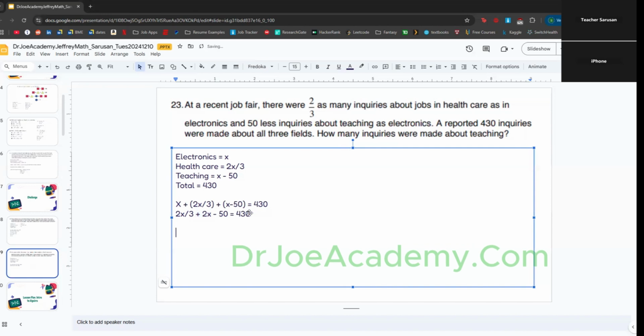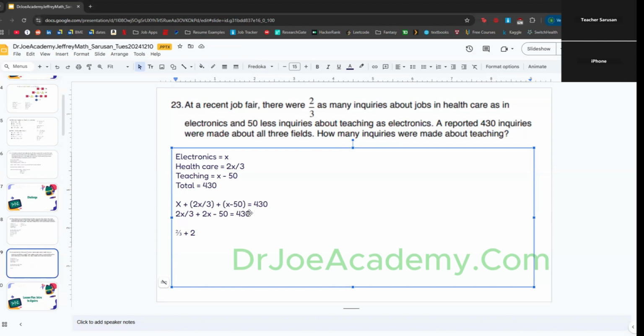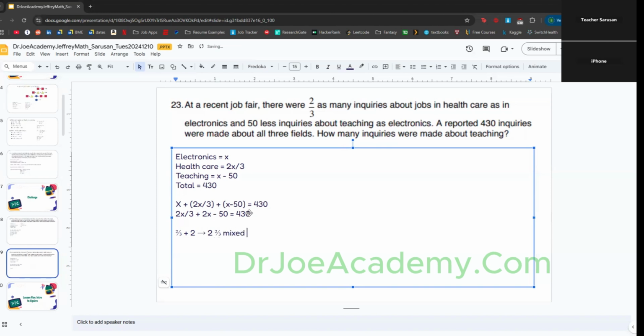I'll give you a hint here. So let's see if we can solve this. 2/3 plus 2. Oh, 2 and 2/3 x, I guess. 2 and 2/3. Okay. Let's try to use, what's it called, an improper fraction. So that would be a mixed fraction. Oh, 2 and 2/3 mixed. How do we do the improper fraction? 8 over 3. 8 over 3.